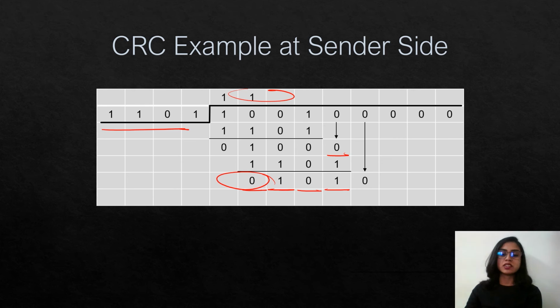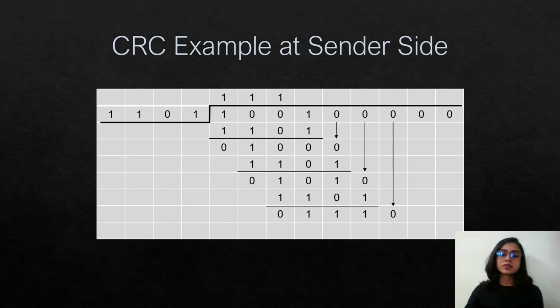We will be ignoring this part and considering only 3 bits here. Next, again we bring down the 0 here. Here 0 1 is 1 because they're different values, 1 0 is again 1 because they are different values, and 0 1 is 1. So 1 1 is 0. Again we bring down 1 0 below.